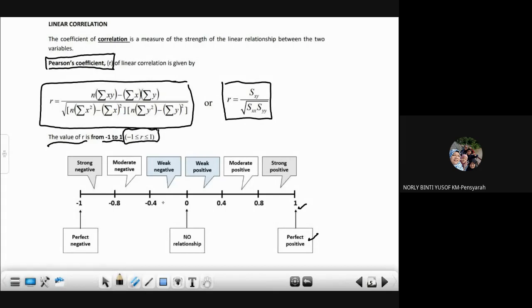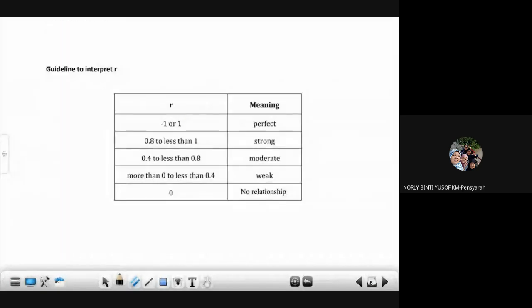Sama juga kalau nilai dia negatif, tapi nilai dia negatif 0.2. So dia akan jadi weak negative. Dia lemah lah tapi weak negative relationship. Tapi between negative 0.4 to 0.8, contoh negative 0.7, dia akan jadi moderate tapi moderate negative relationship. Sama juga kalau negatif 0.9, strong negative relationship. Tapi bila dia dapat negative 1, dia akan jadi perfect negative relationship. Itu dalam bentuk number line lah. So ini kena tahu sebab nanti kita nak masuk dalam interpretation R kita nanti. Okay. So dalam bentuk jadual, guideline ni lah.